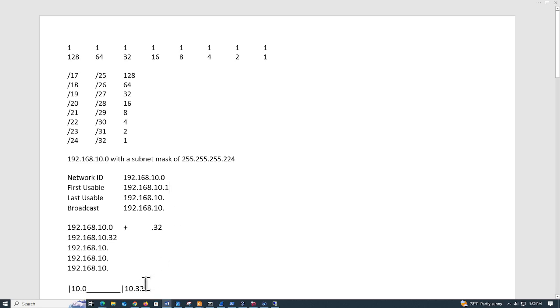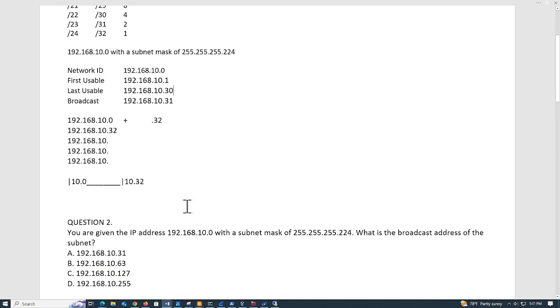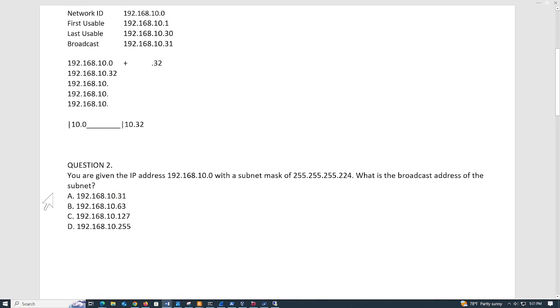So if you go down here and you look at it, well, you know the next network ID is 10.32. Well, guess what? That means the broadcast is going to be .31. Take 1 away to get the last usable, .30. Let's go down here and take a look at this, and A is the correct answer in this particular situation.